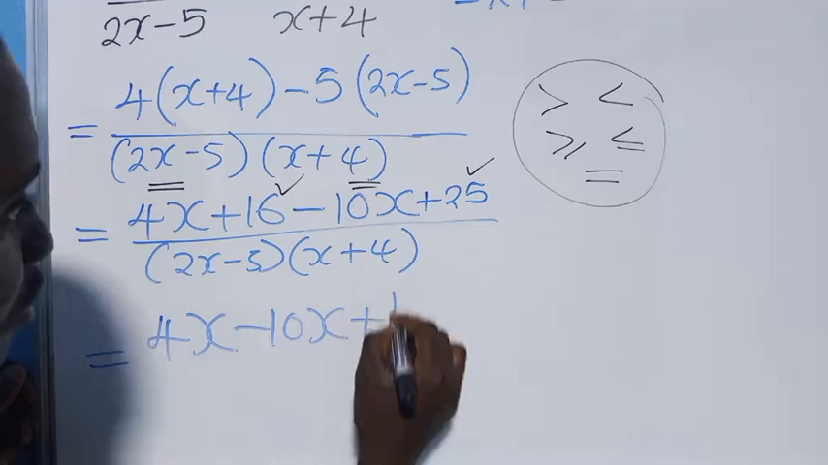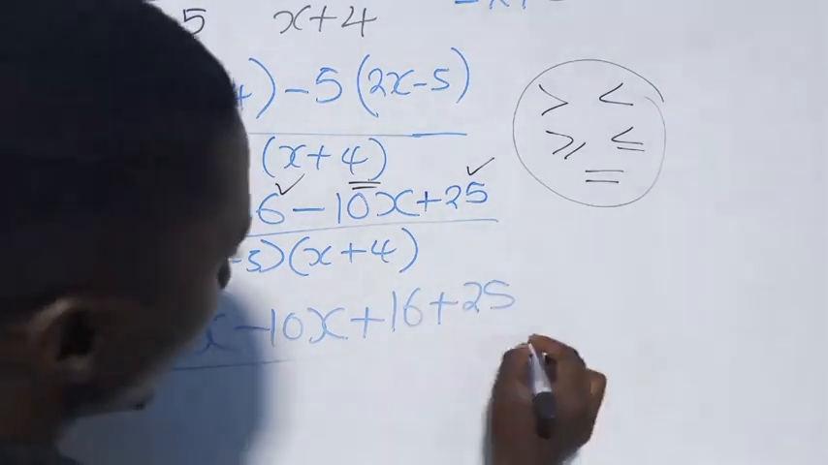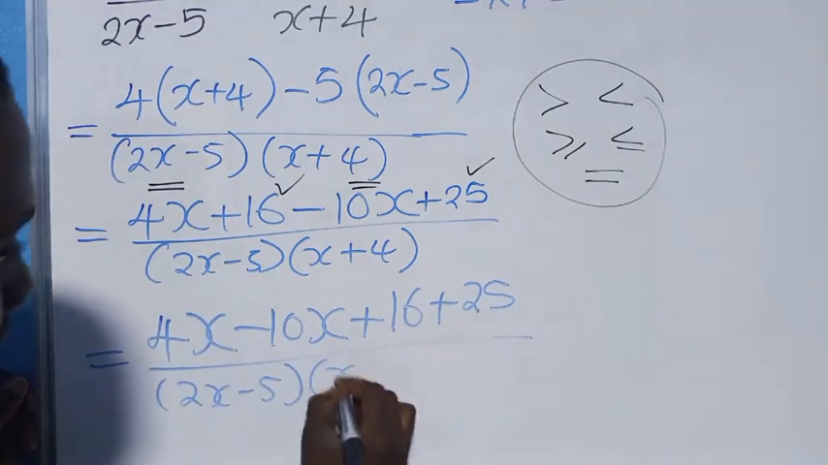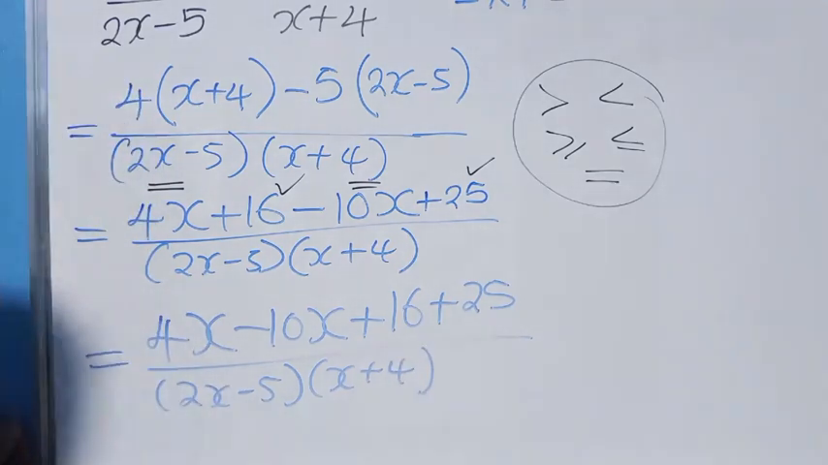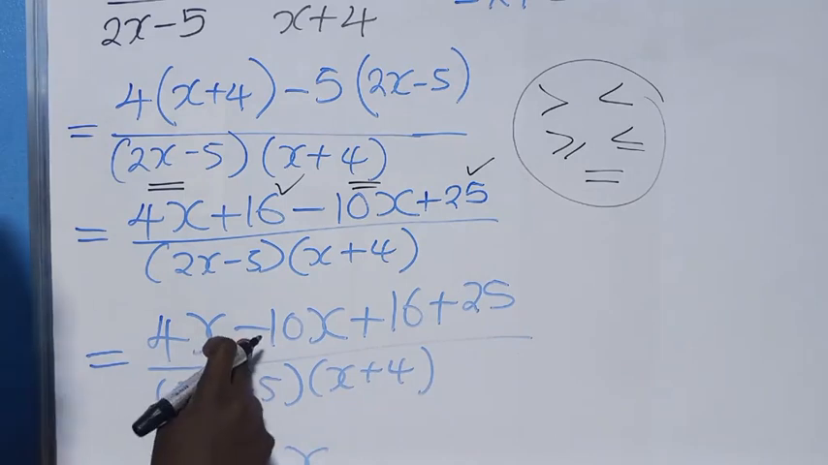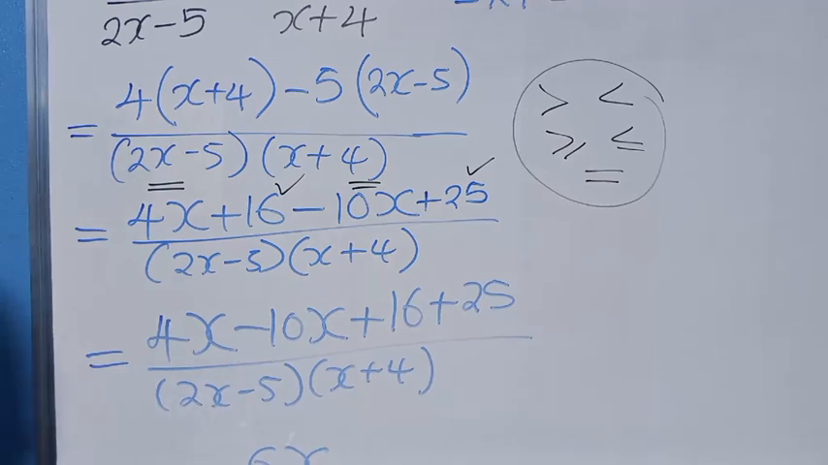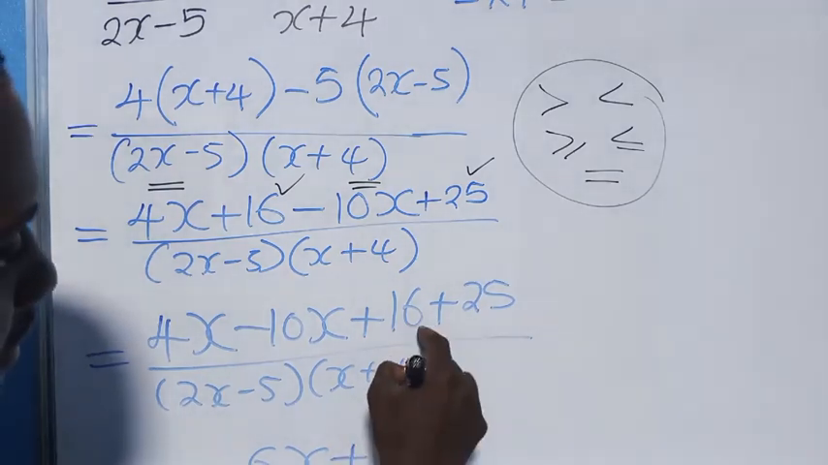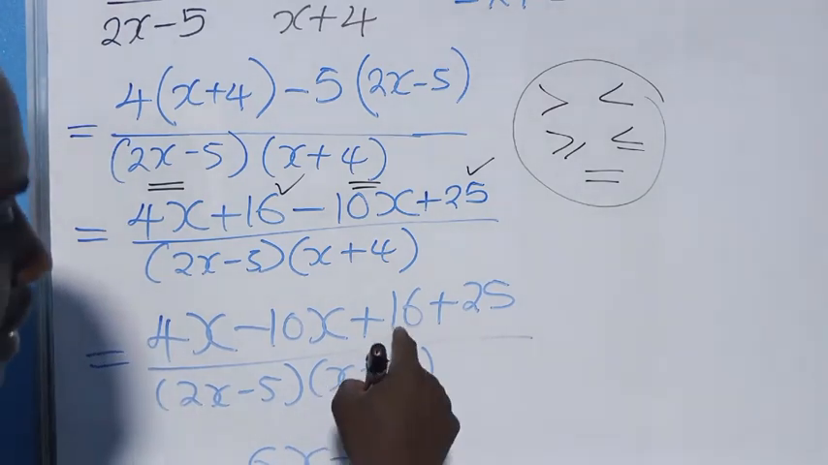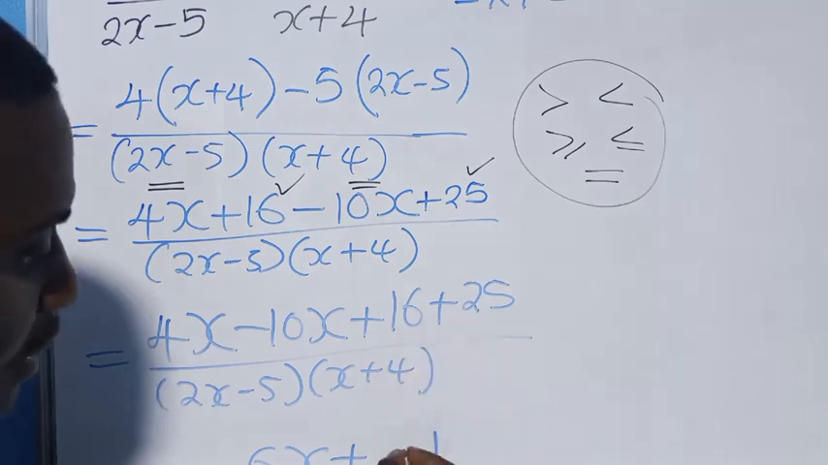So here you still have 4x minus 10x plus 16 plus 25, then over 2x minus 5, again x plus 4, like that. Then you are going to get your answer as negative 6x, because you are subtracting from a smaller number. You are going to get negative 6, then the plus 16 and 5 is 11. Then this and this, that is 3, plus the remainder.